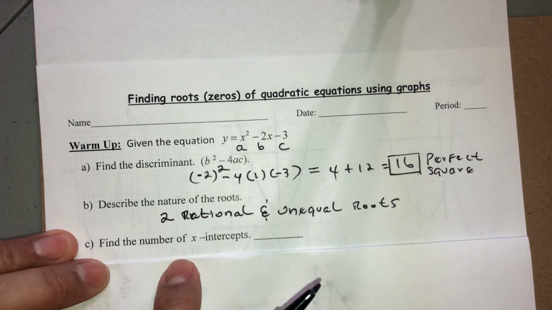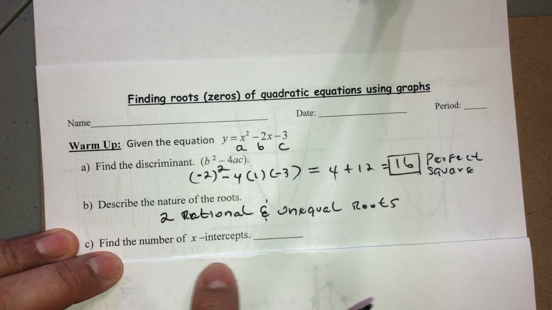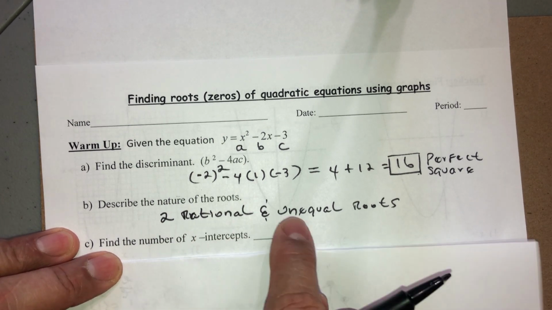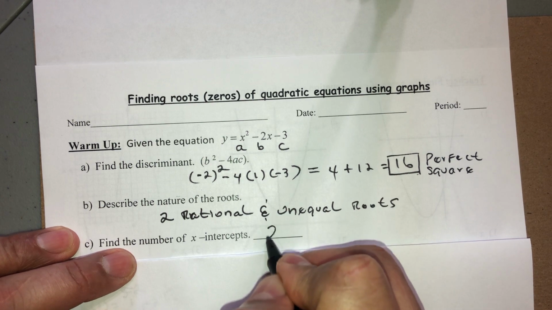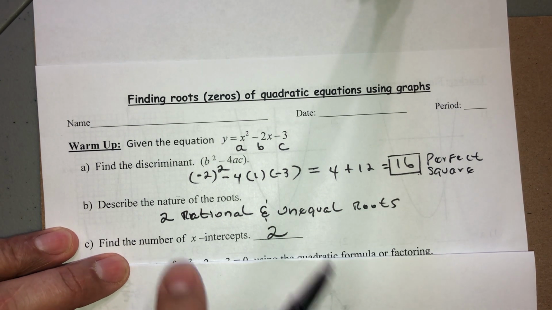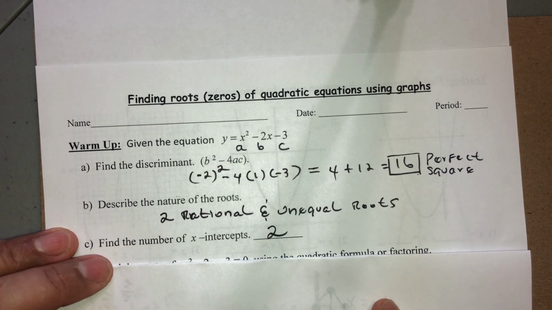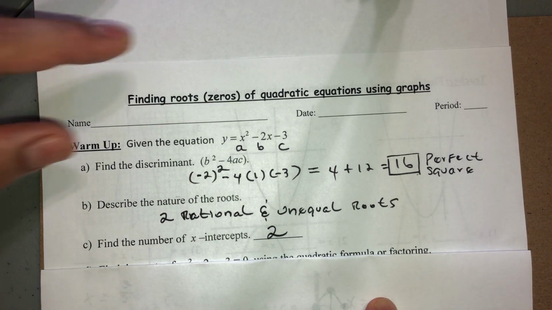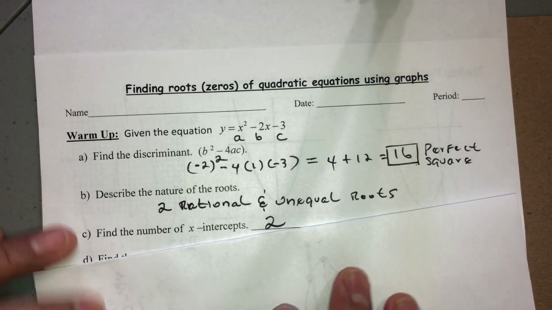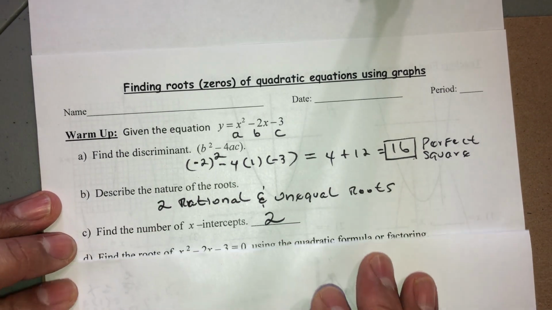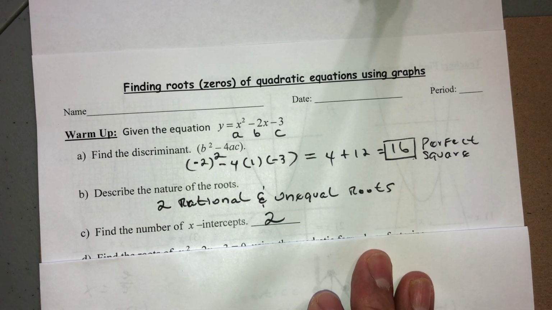So now, find the number of x-intercepts. Remember, if you have 2 rational or 2 irrational roots, it's going to touch the x-axis twice. And if it only has 1, it will be 1. If it has 0, it will be 0, all right? But most likely, a quadratic function has 2 roots. Now, we have answered a, b, and c using the discriminant.